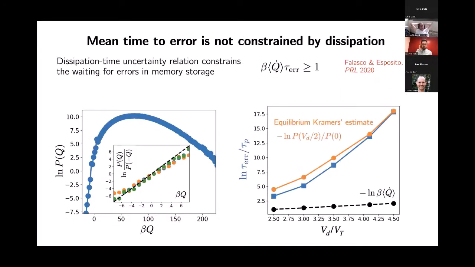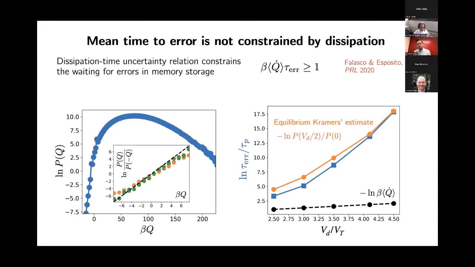So one of the first ways of assessing how efficiently this memory storage device is operating would be to compare it to, say, a dissipation-time uncertainty principle like that due to Velasco and Esposito. This says that the entropy produced over the course of some survival time should be greater than 1 in thermal units. If you plot that versus the blue curves, which are the mean first passage time to flip the bit, you find that indeed it's bounded, though not very closely.